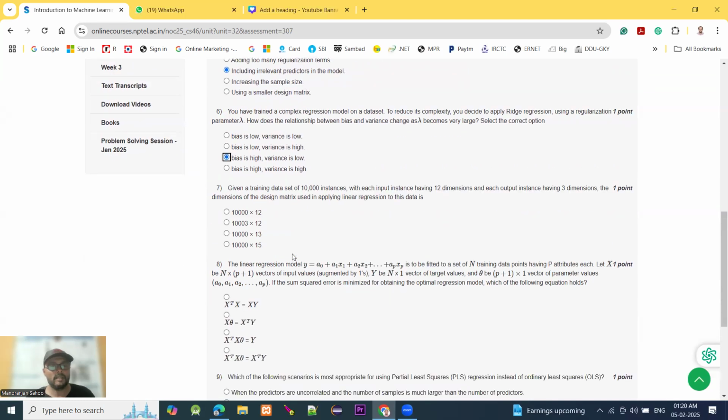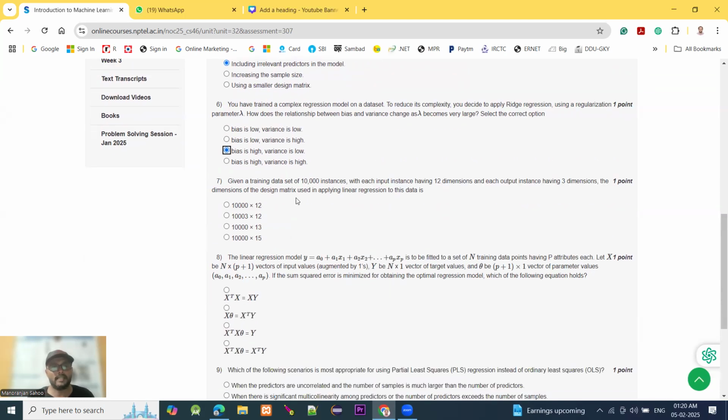Going to question number 7, one problem question is there. Given a training dataset of 10,000 instances, with each input instance having 12 dimensions and each output instance having 3 dimensions, what are the dimensions of the design matrix used in applying linear regression to this data? It is 10,000 rows, and the number of inputs is 12 plus 1, so it will be 10,000 into 13. Question 7, Option C, 10,000 into 13.